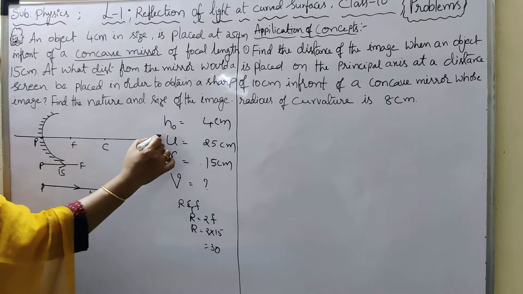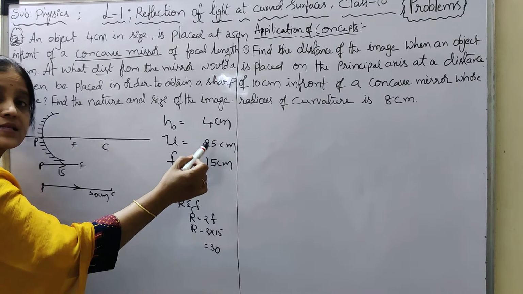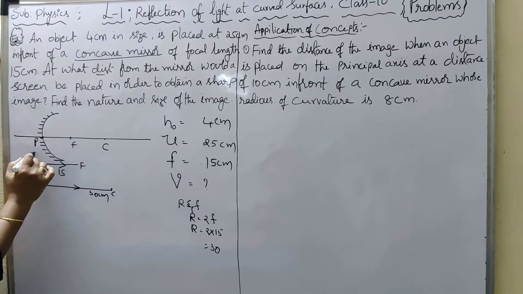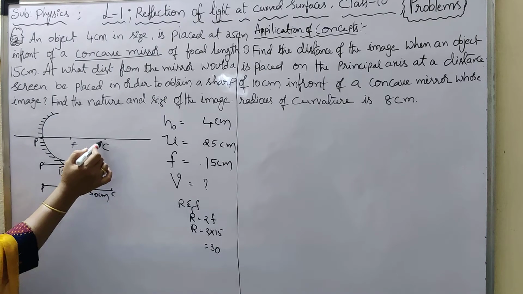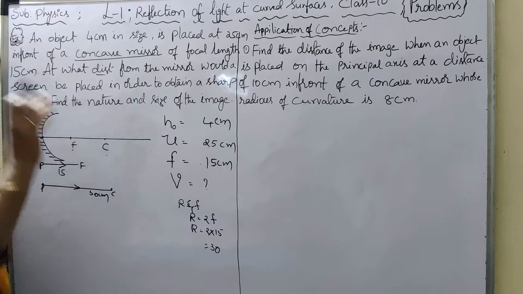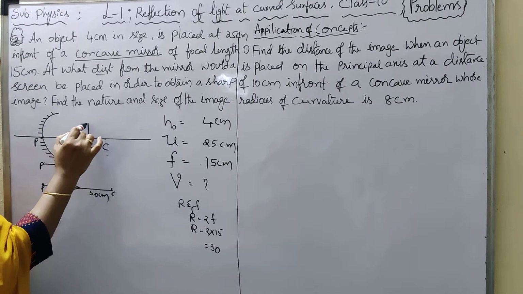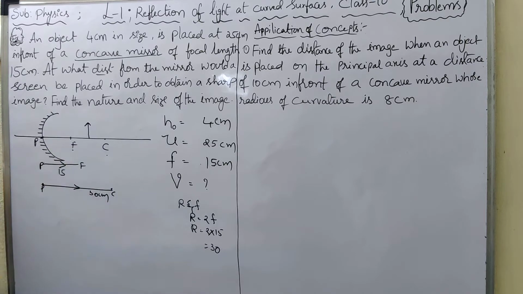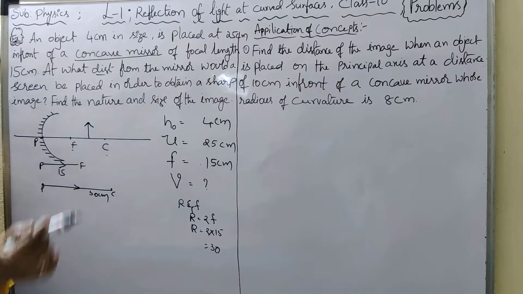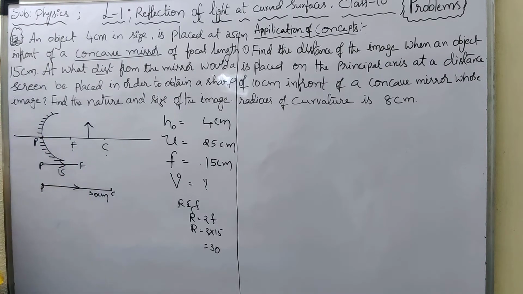Now coming to the object distance, where they placed the object at a distance of 25 centimeters. P to F is 15 and P to C is 30. So in between 15 and 30, they placed the object, at a distance of 25 centimeters. So they placed this object in between F and C.